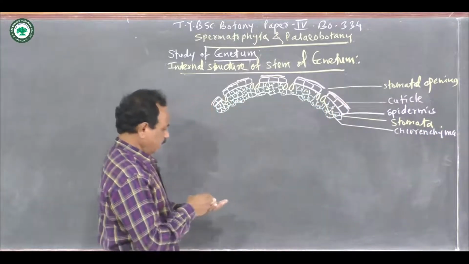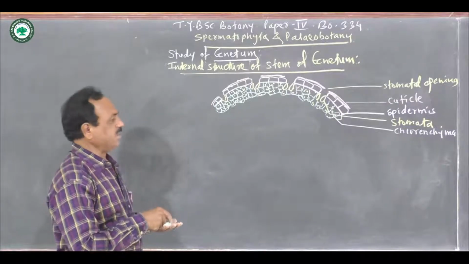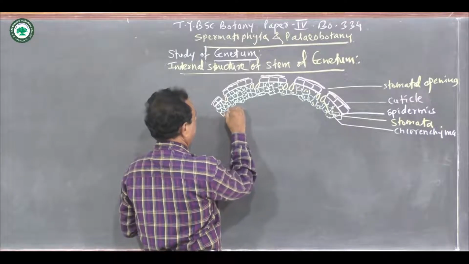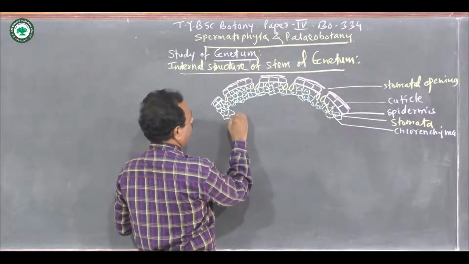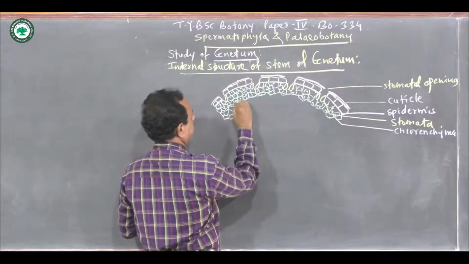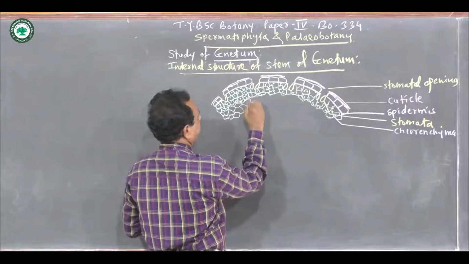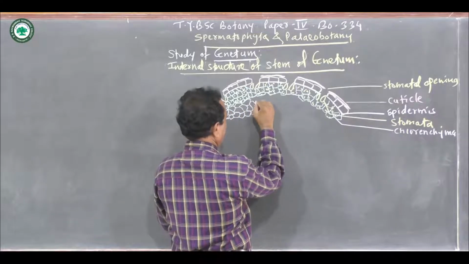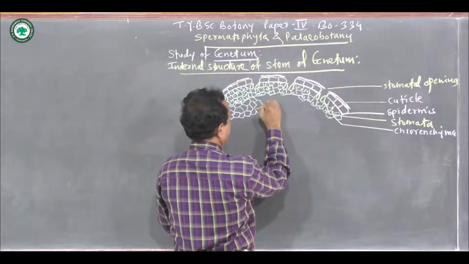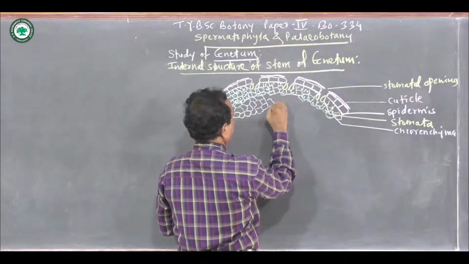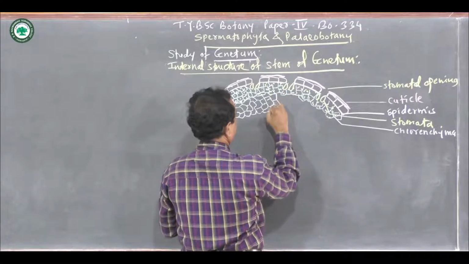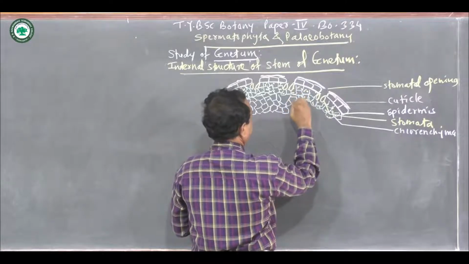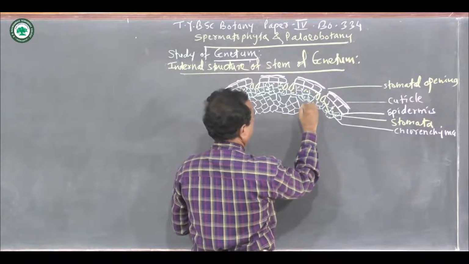Inner to this chlorenchyma, there is the presence of parenchymatous tissue. The cells of the parenchyma are compactly arranged, and this parenchymatous layer is 5 to 7 or a few layers in thickness. The cells are compactly arranged and thin-walled.